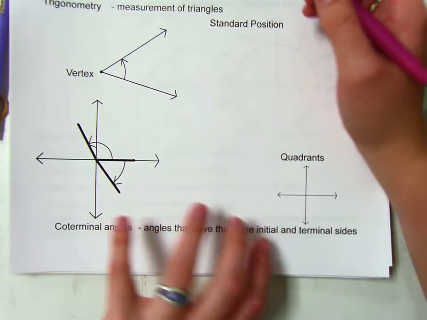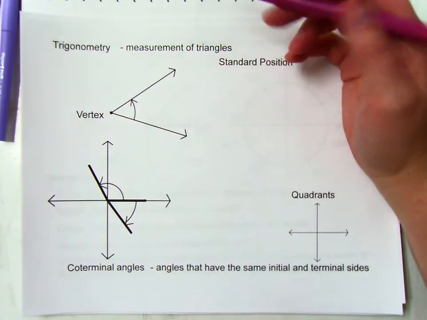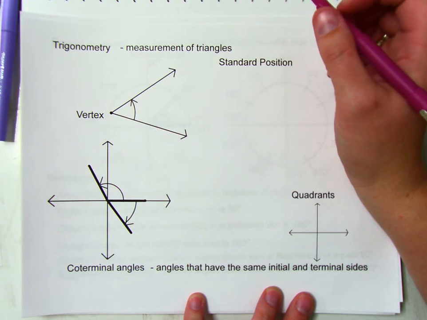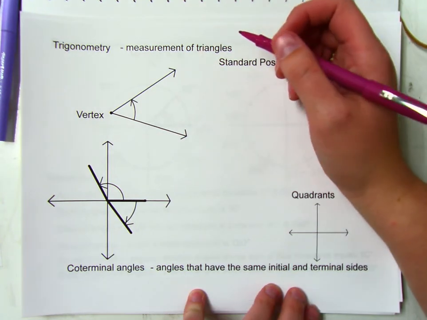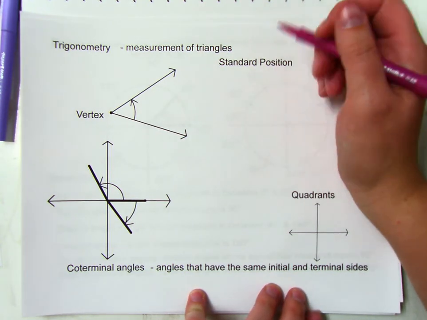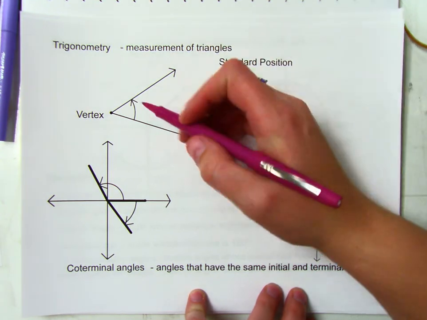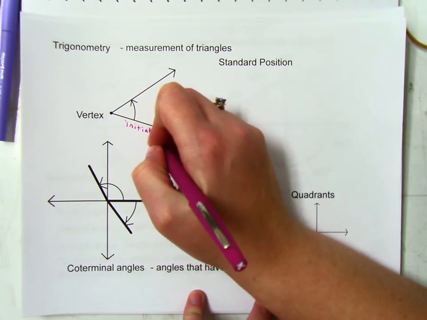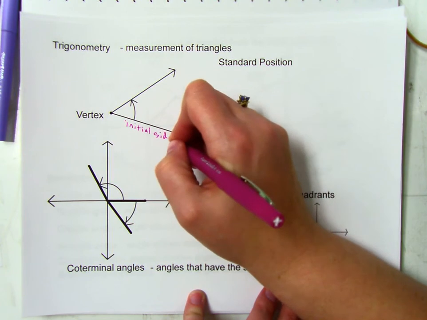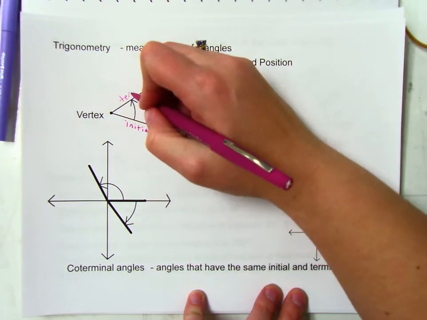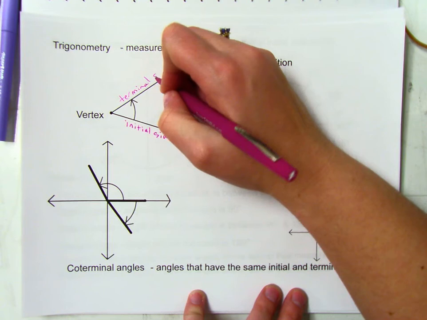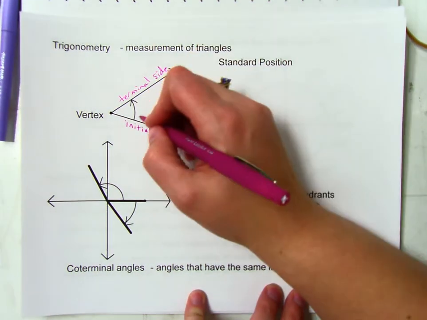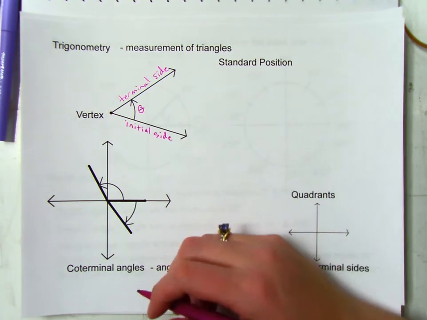Now, we're continuing with our study of trigonometry, which means measurement of triangles, but we're going to start just talking about angles in general, since we're talking about converting. So on our angle here, when I start from here, this side is called the initial side, and this side is called the terminal side. And of course, the opening would be called theta.